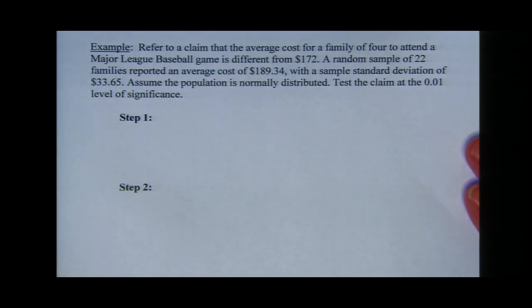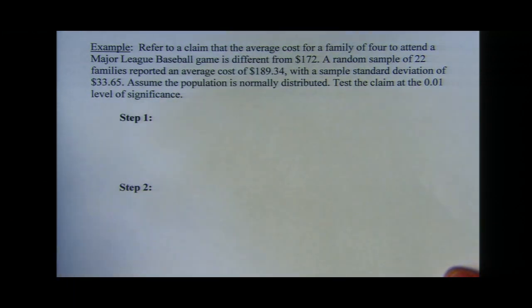Refer to a claim that the average cost for a family of 4 to attend a Major League Baseball game is different from $172. A random sample of 22 families reported an average cost of $189.34 with a sample standard deviation of 33.65. Assume the population is normally distributed. Test the claim at the 0.01 level of significance.